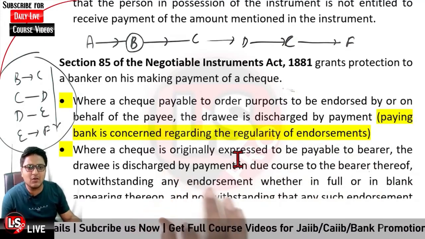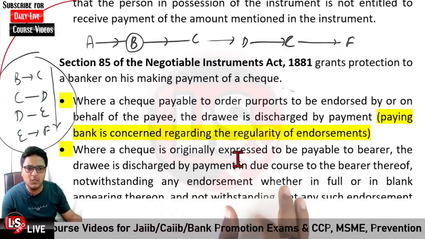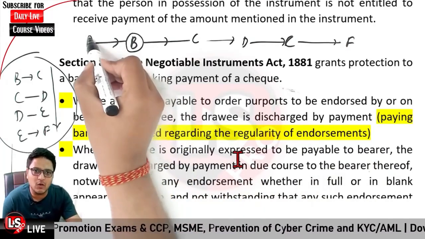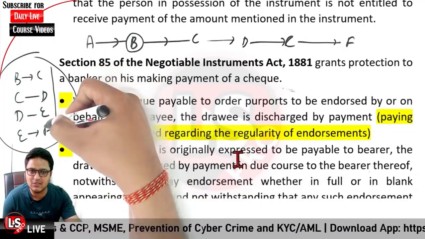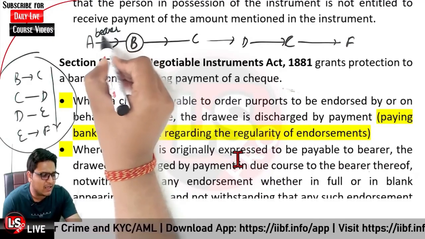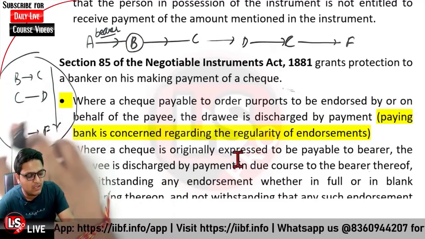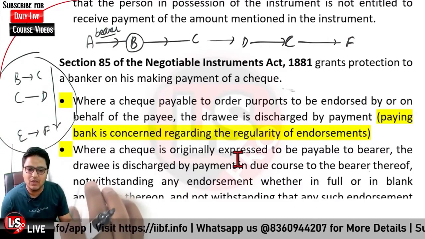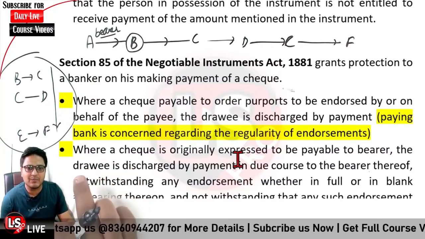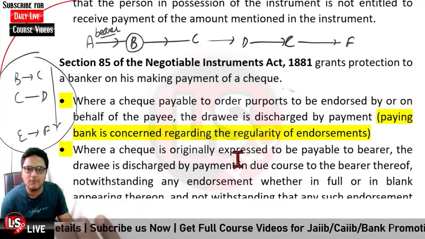Okay, where a check is originally expressed to be payable to bearer, the drawee is discharged by payment in due course, because once a bearer is always a bearer. So if say it was an order check, then the regularity of endorsement is necessary. But if it was a bearer check, let us assume in the second case, if it is bearer check and it was passed on, and further there was no endorsement from D to E, now also the paying banker is discharged from its liability, because in case of bearer check, the endorsements are of no use.